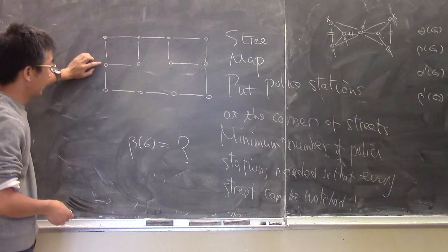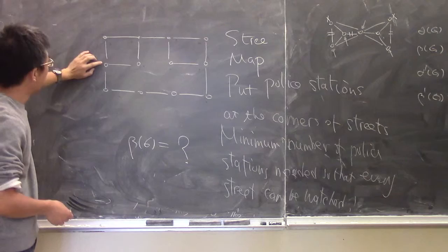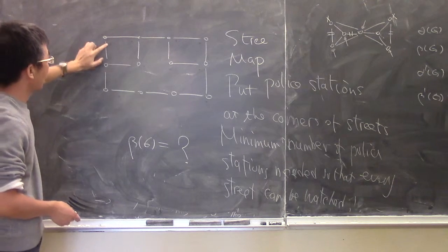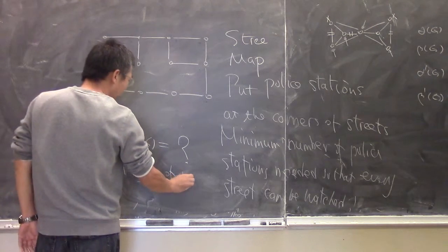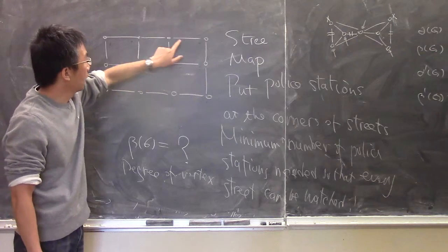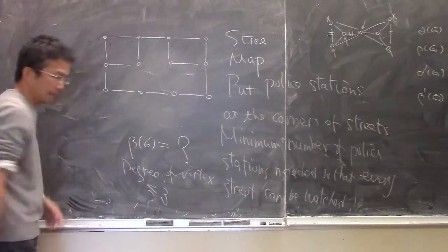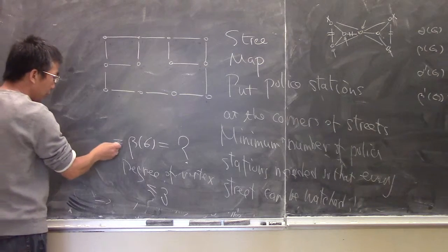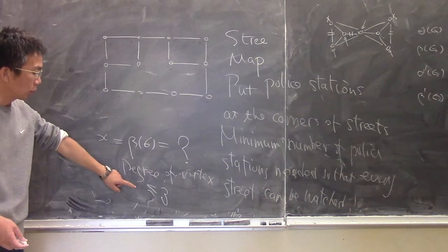Let me look at what I had here. For my graph, I notice the degree of each vertex. In this case, I have 2, 2, 2, 2, 3, 3, 3, 3, 3, 3, 2, 3, 2, right? So the maximum degree is less than or equal to 3. And if I denote by x the minimal number of vertices I will need to cover all of the edges, right? I know the degree is less than or equal to 3.